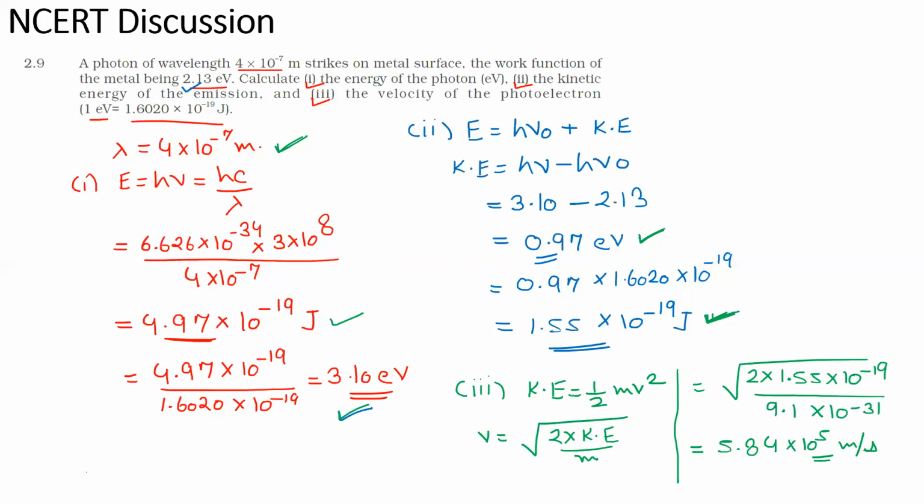For the third part, we know kinetic energy is equal to half mv square. So velocity will be equal to the square root of 2 into kinetic energy divided by the mass of the electron. This kinetic energy was calculated in the second part, and the mass of the electron we know as 9.1 into 10 to the power minus 31 kilograms. So finally we get the velocity of the photoelectron, the ejected electron, which is 5.84 into 10 to the power 5 meters per second. I hope this answers your question.